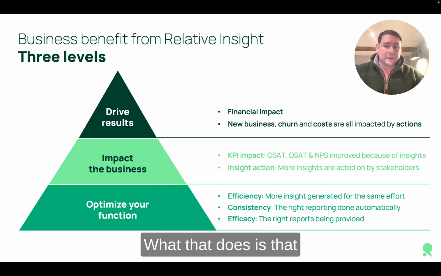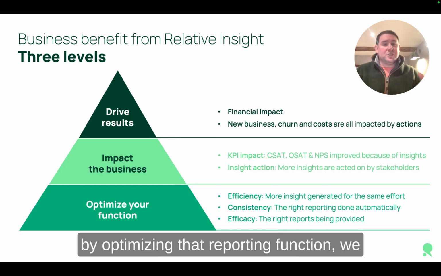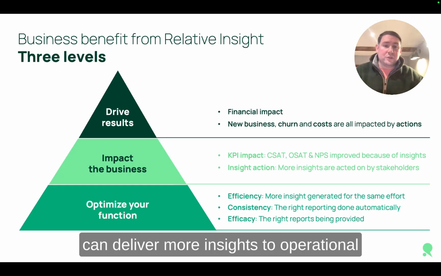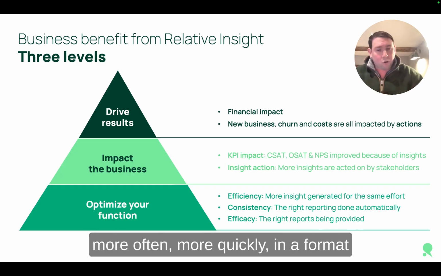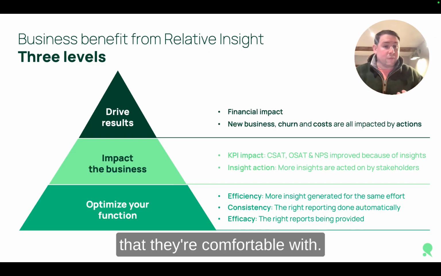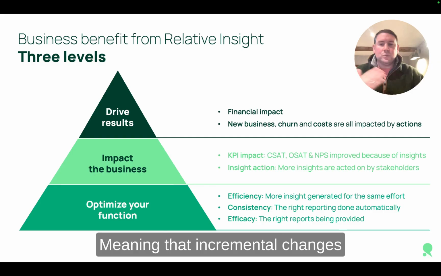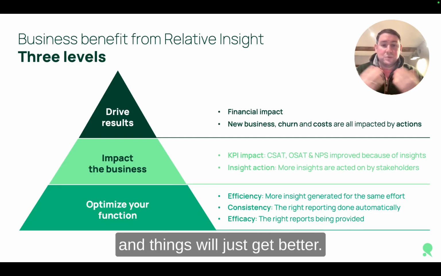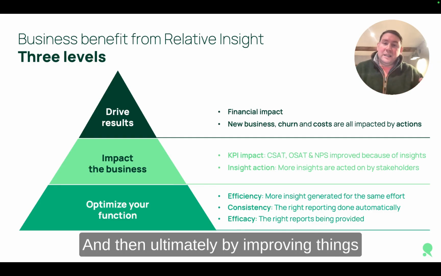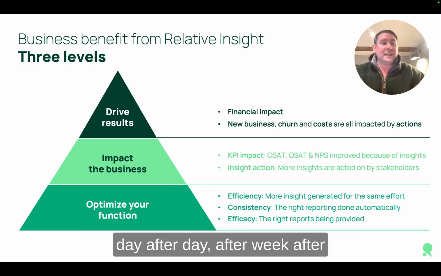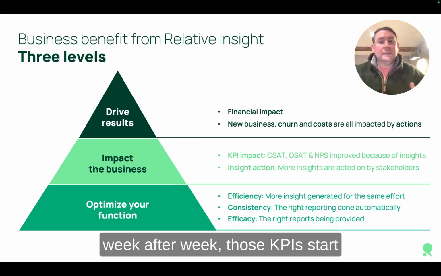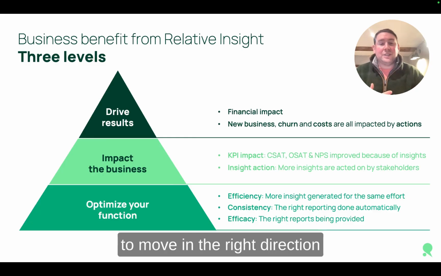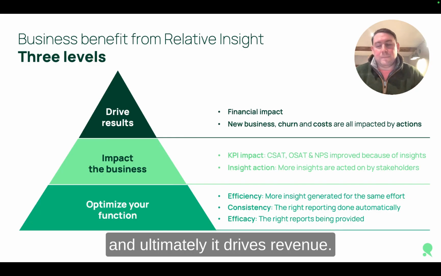What that does is that by optimizing that reporting function, we can deliver more insights to operational leaders and senior leaders more often, more quickly, in a format that they're comfortable with, meaning that incremental changes will happen in the business and things will just get better. And then ultimately, by improving things day after day, week after week, those KPIs start to move in the right direction and ultimately it drives revenue.